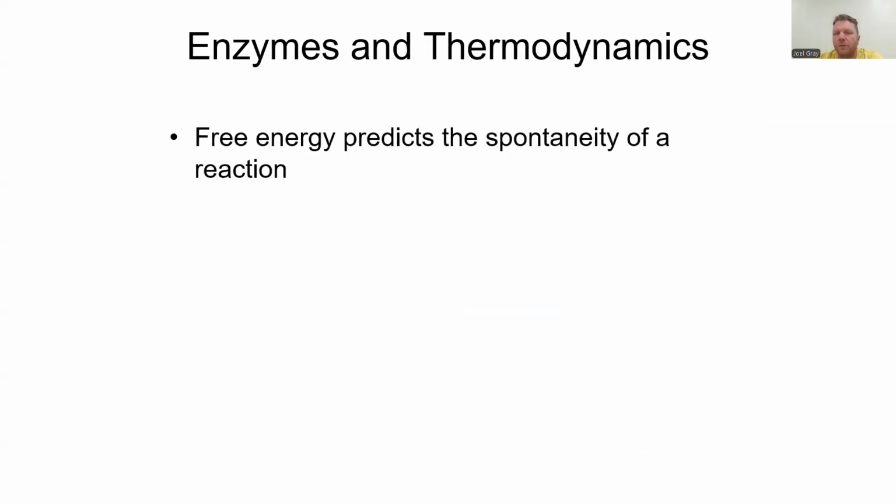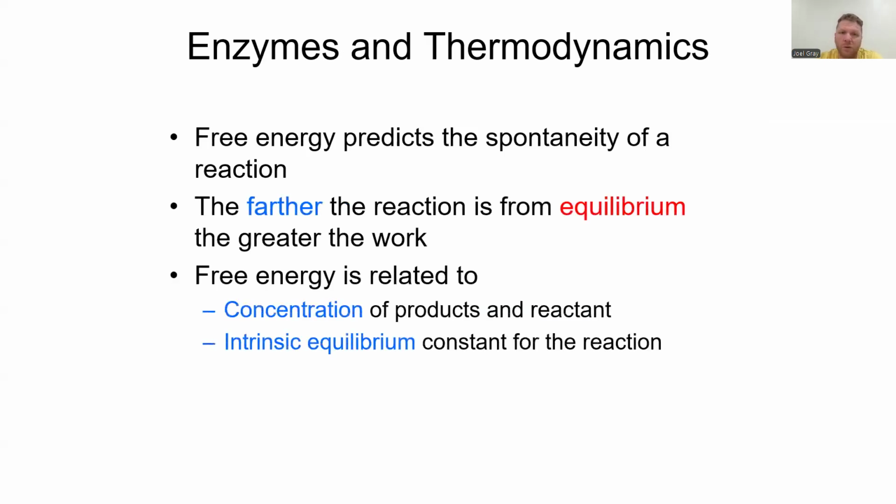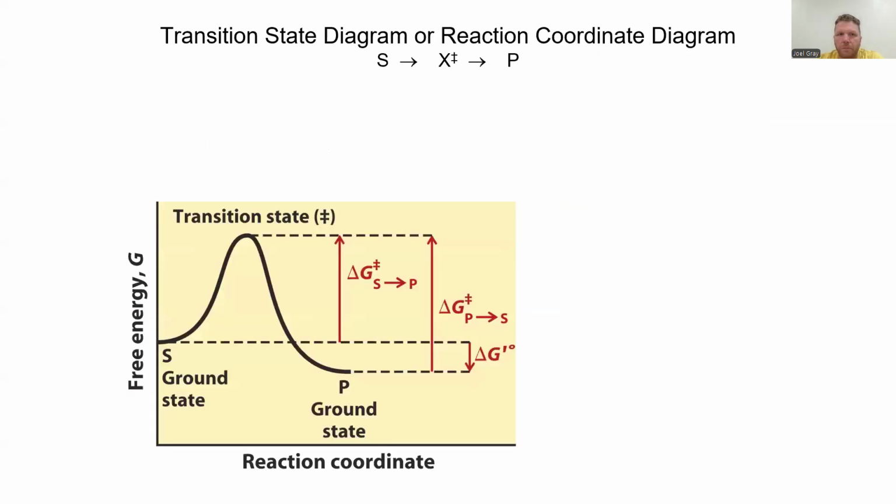Now, free energy is ultimately going to predict the spontaneity of a reaction. The farther the reaction is from equilibrium, the greater the work. Free energy is related to the concentration of the products and the reactants and the intrinsic equilibrium constant for the reaction. Enzymes do not change the free energy. Enzymes accelerate the rate of the reaction. Here we have a free energy diagram that shows the ground state of our substrate and the ground state of our product. In order to get from S to P, we have to go through this transition state right here, denoted by a double dagger symbol.